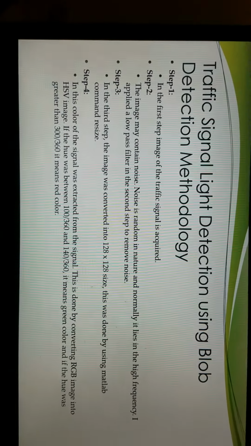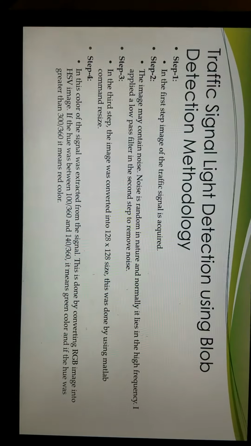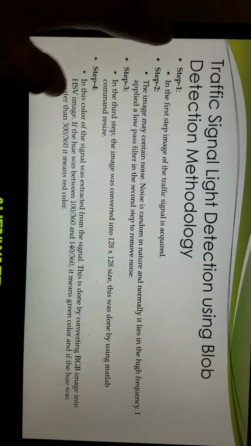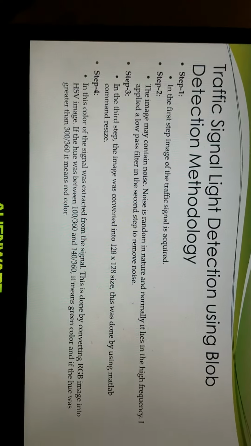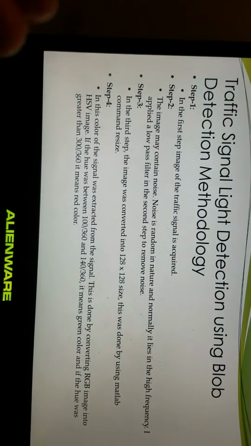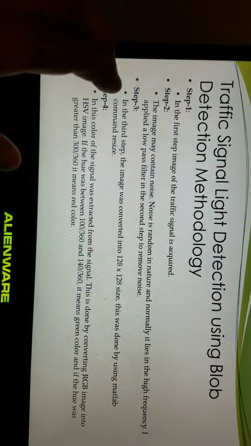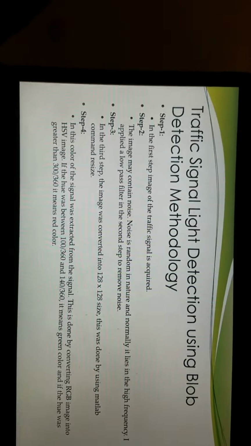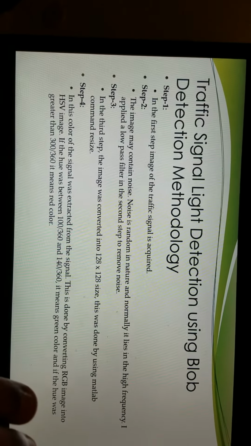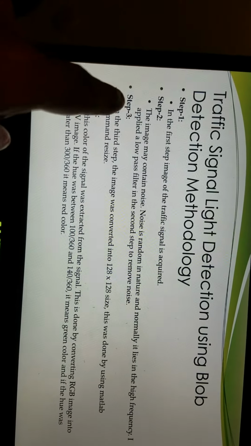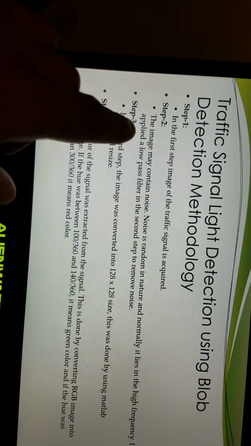Our next slide is our first methodology, traffic light signal detection using blob detection methodology. In the first step, we capture the image. This is the responsibility of the camera mounted onto the vehicle. The camera captures a raw image, which can be an image of any traffic signal captured by the autonomous vehicle camera. So that image is acquired from the traffic signal.